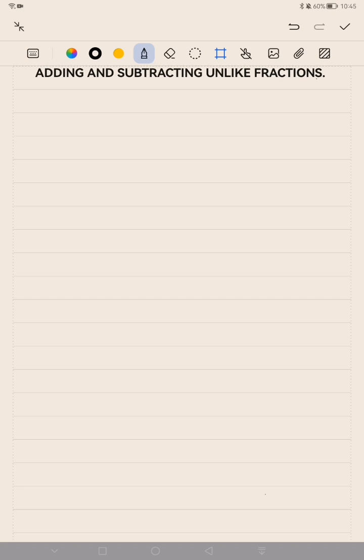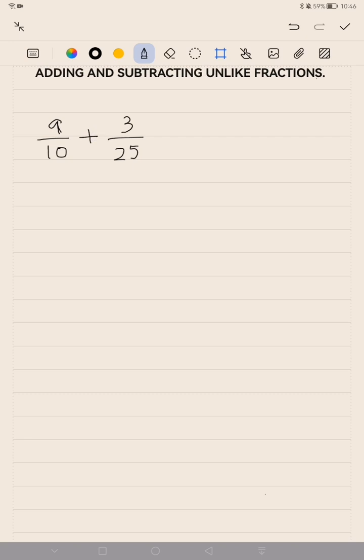For example, if I have two fractions, 9 out of 10 and the second one is 3 by 25. Here the first fraction has the denominator 10 and the second fraction has denominator 25. They are not the same. So these fractions are unlike fractions. Now let's see how we are going to add these two unlike fractions.